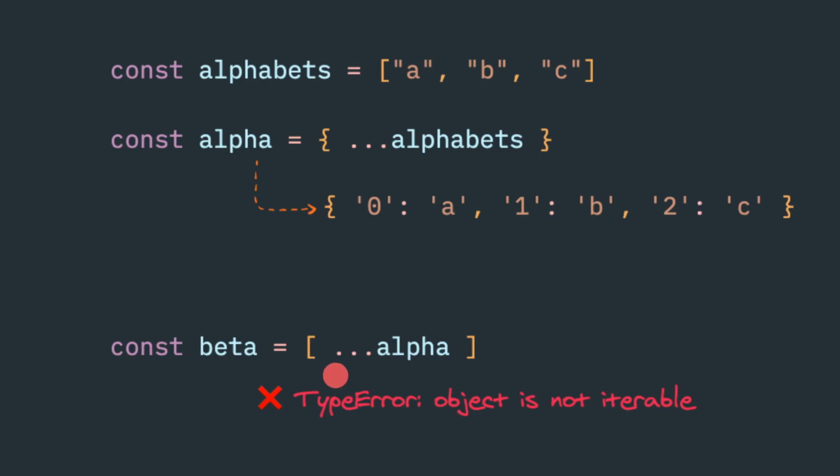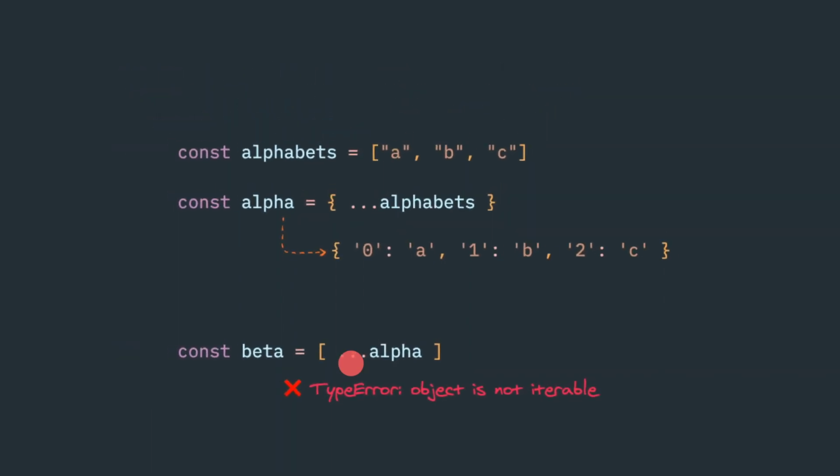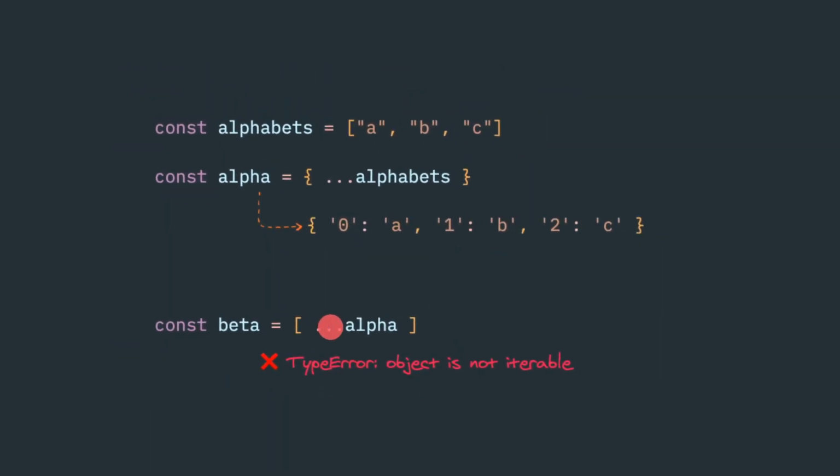But if you try to convert in a similar fashion from this object to an array, this will throw an error because an object is not iterable, so we cannot use the spread operator directly. But there is an interesting way, so we'll discover it quickly.